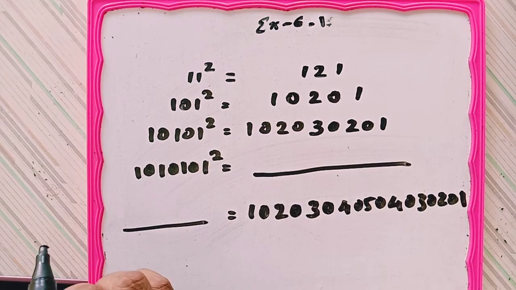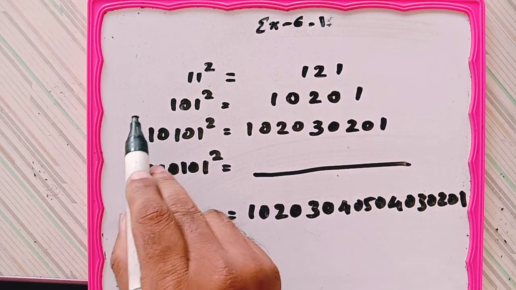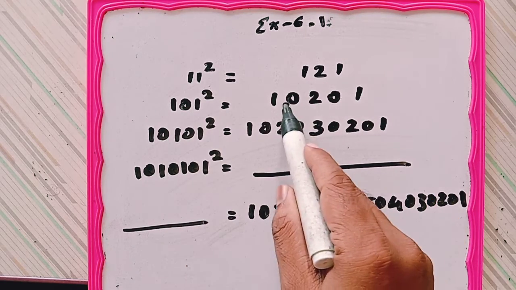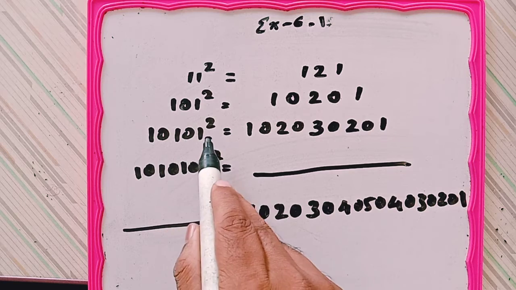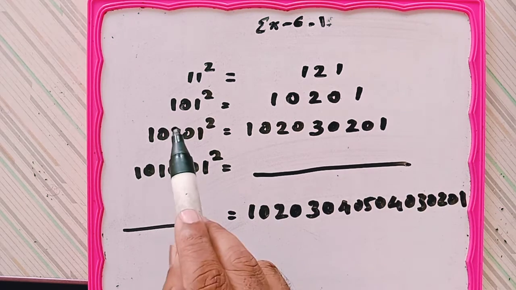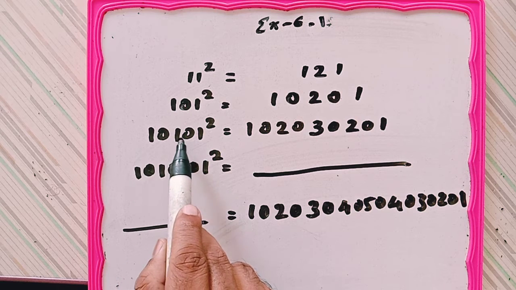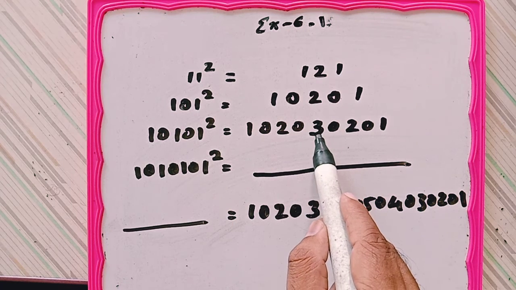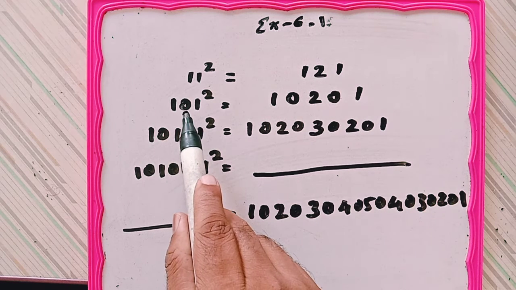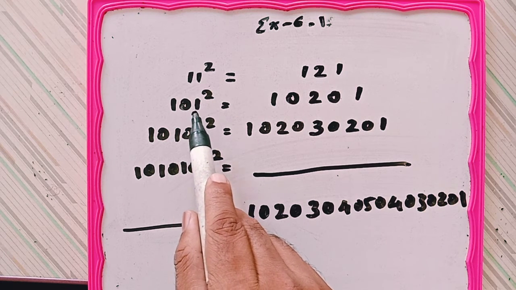Again, the next question is to observe the pattern and give the answer. So 11 square is 121, 101 square is 10201, and 10101 square is 102030201. So we can see that the number of times 1 is repeated, till that we write, and then after that we write the same digits in reverse, and we keep a 0 between each.